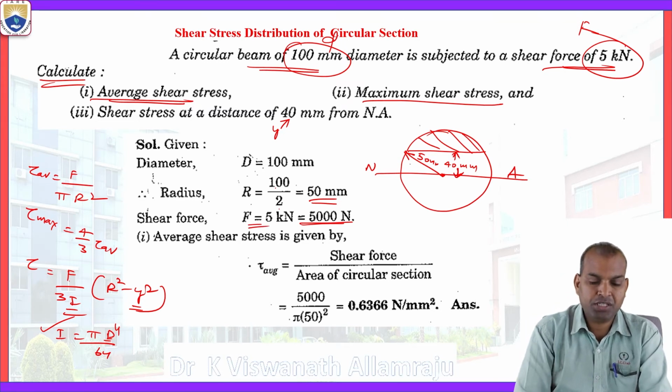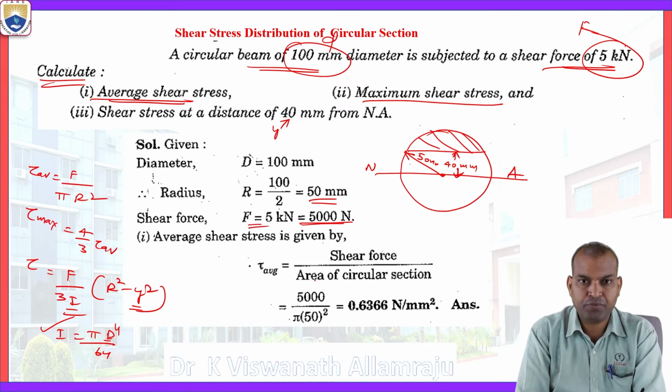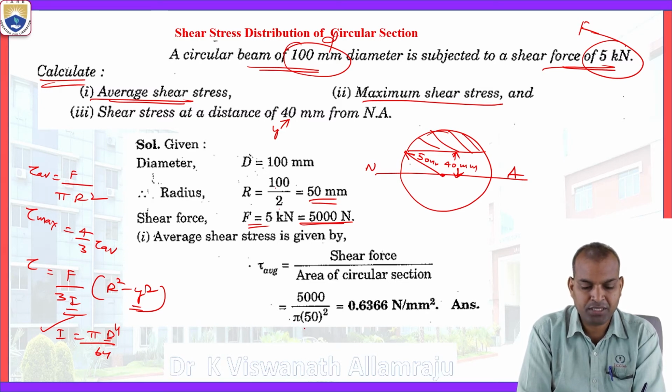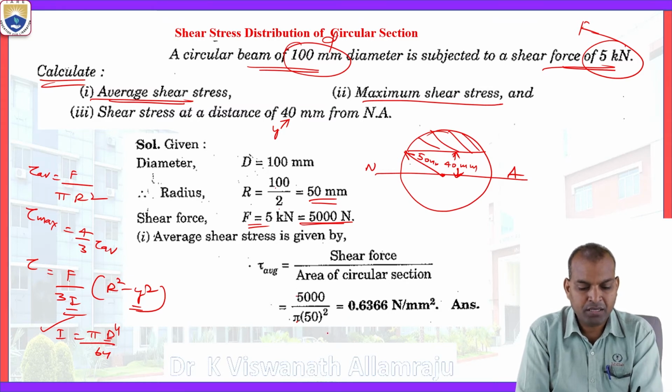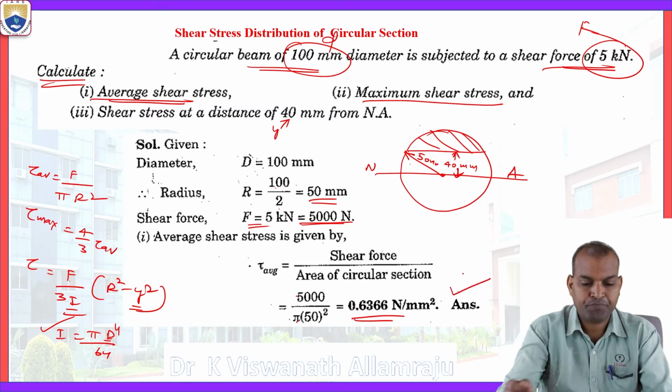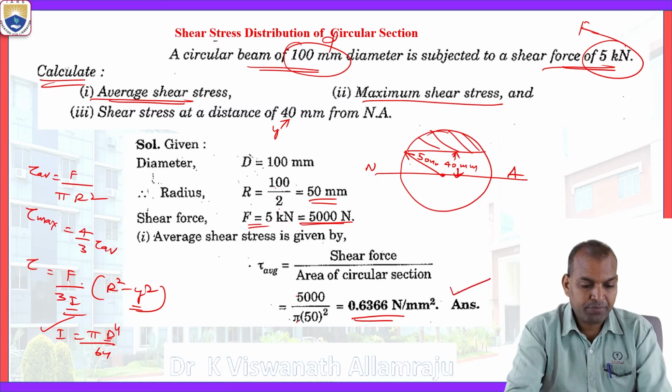Now average shear stress equals shear force by area of circular section. What is the shear force? 5000 newtons by the area of the section, that is pi r square. What is the R value? 50 millimeters, so pi into 50 square. 5000 by pi times 50 square is 0.6366 Newton per square millimeter. That is the first objective.